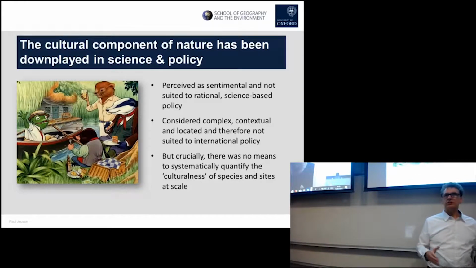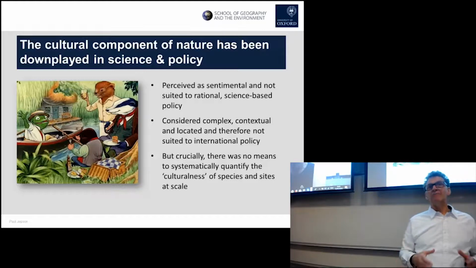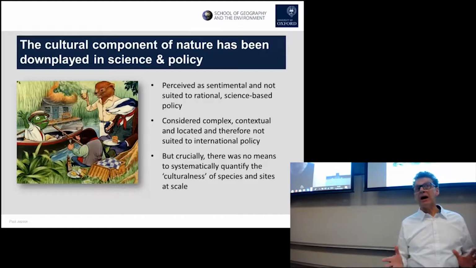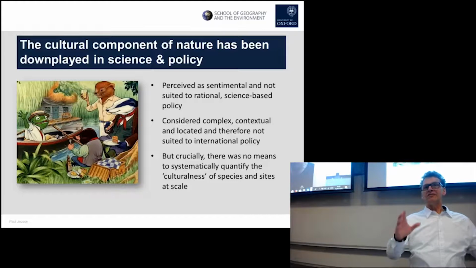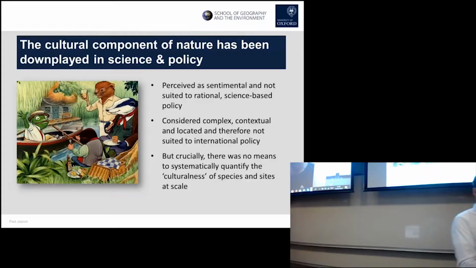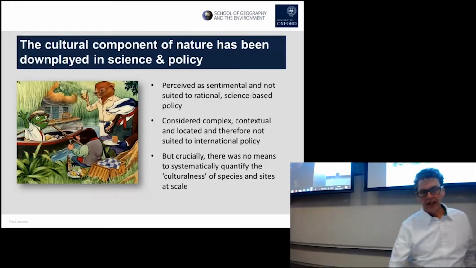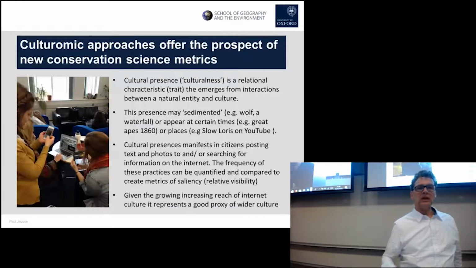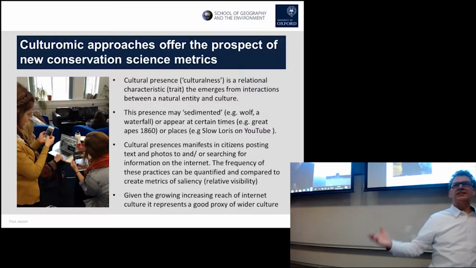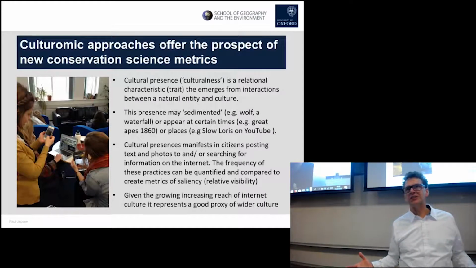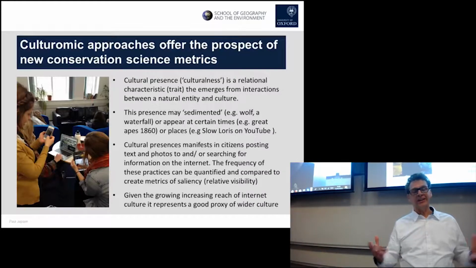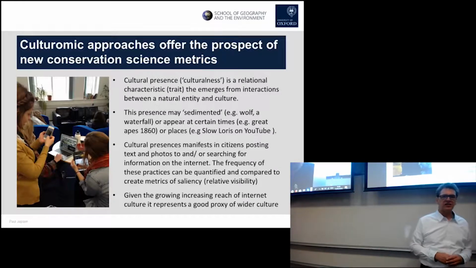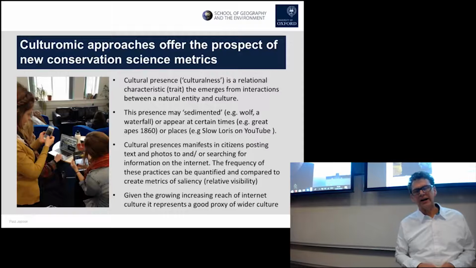But crucially, there was no way to systematically measure or quantify or compare or index the relative cultural presence of species. We couldn't do it at scale. We could do a local social survey and get a sense of that, but there was no way to do this at scale. And that's what's changed. So the internet, as this messy unstructured social survey, has actually changed that. Potentially, and this is what we've been working at, from internet metrics we can generate metrics of culturalness.